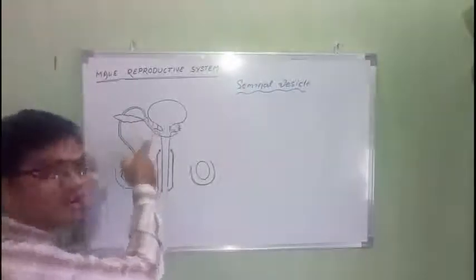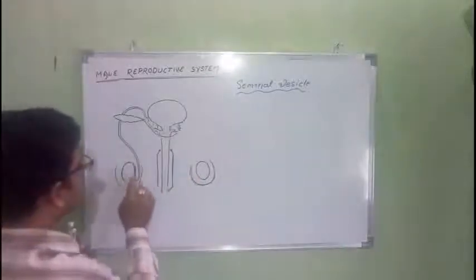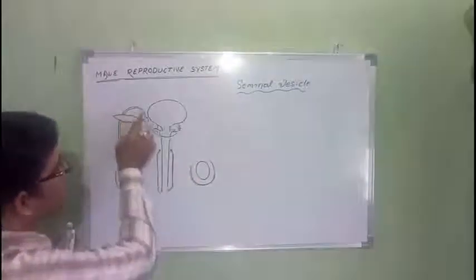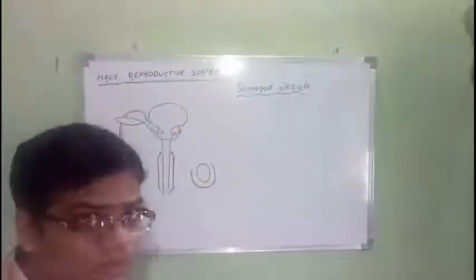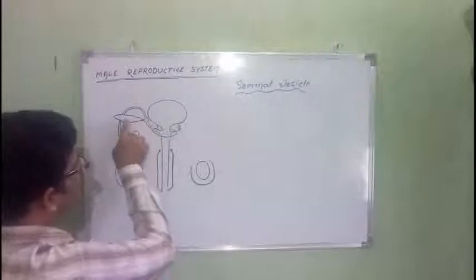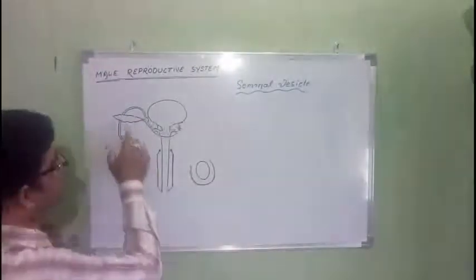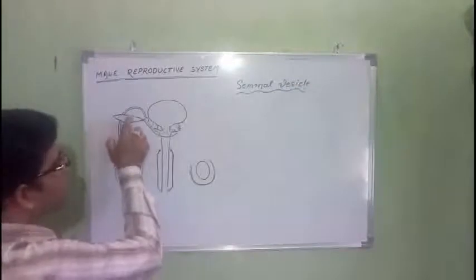From this ampulla region up to this much portion, this is known as the ejaculatory duct. So the point is that whenever sperm is discharged from the testes, it is carried through the sperm duct, and when sperm reaches here, it comes in contact with a secretion. What secretion comes from the seminal vesicle?